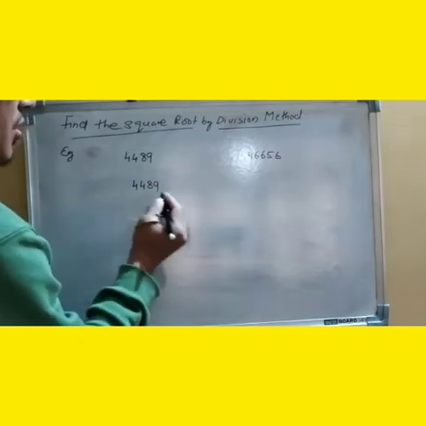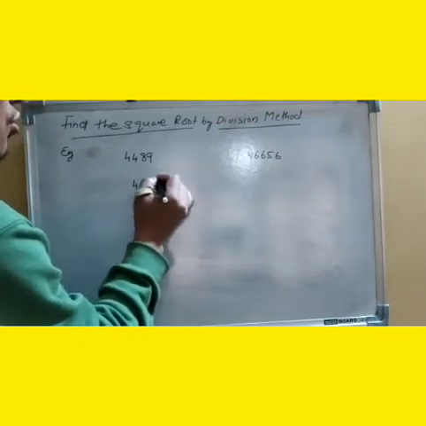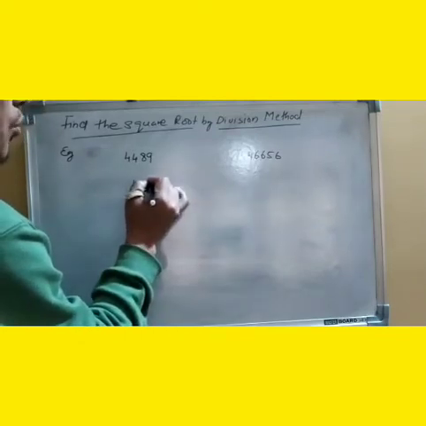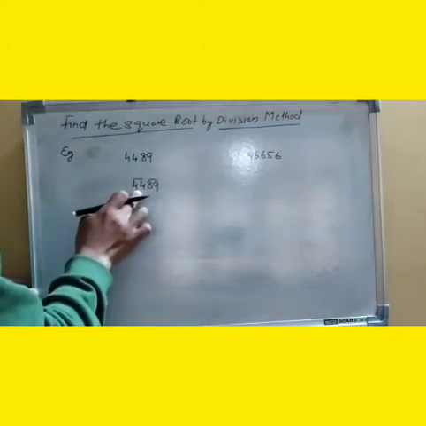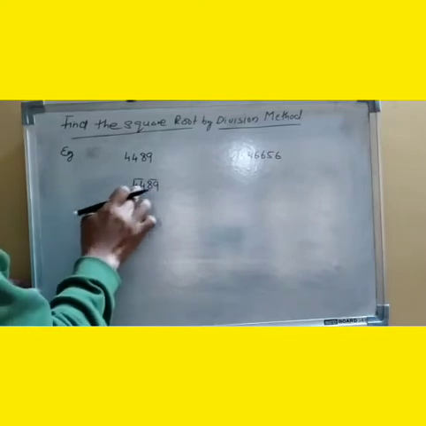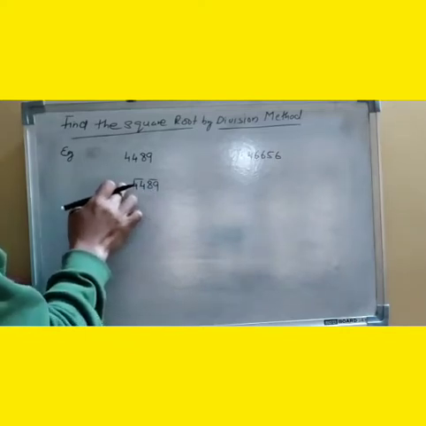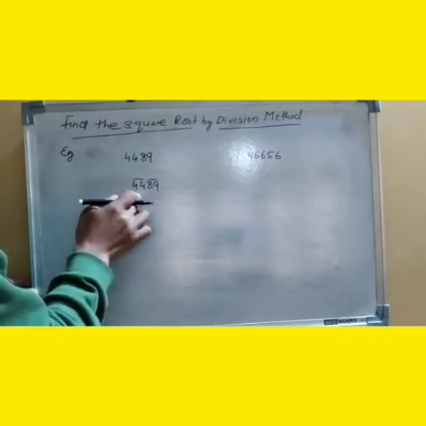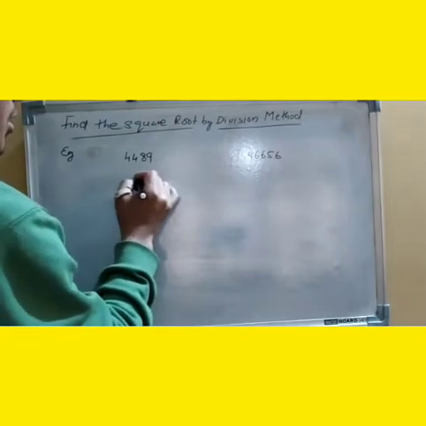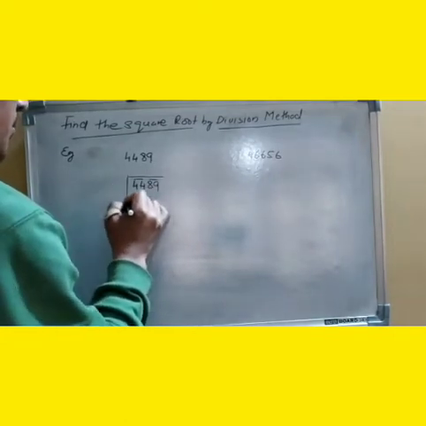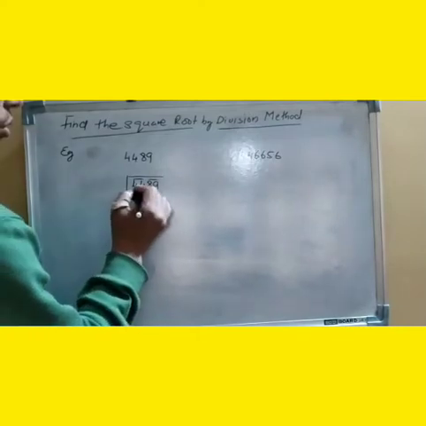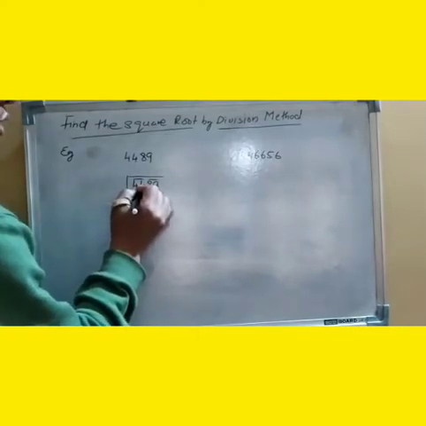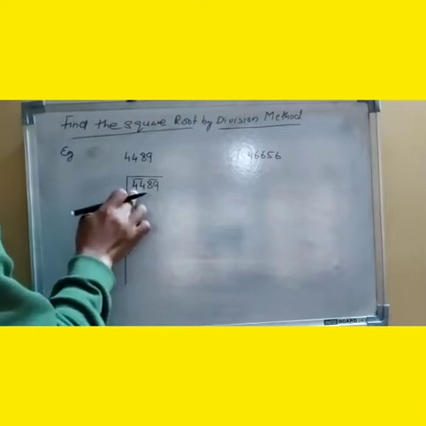From the left side, make pairs: one pair, two pairs. In this case, both sets of numbers are pairs. Sometimes there will be an individual number which will not be in a pair, so it doesn't matter. Now, first we are going to find the square root of 44.